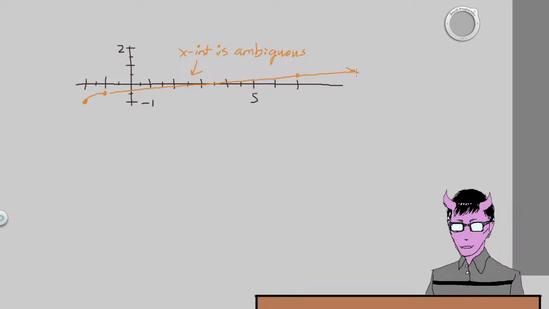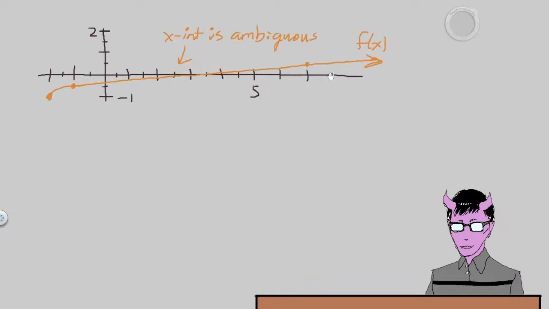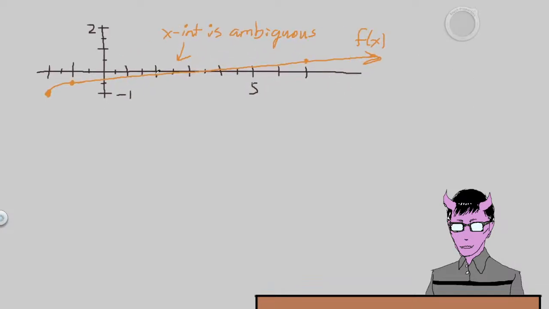This is an arrow indicating long-term end behavior. It ends here. That's where the tip is. So this is f of x. So the graphing is done. And let's get to actually looking at the problem.